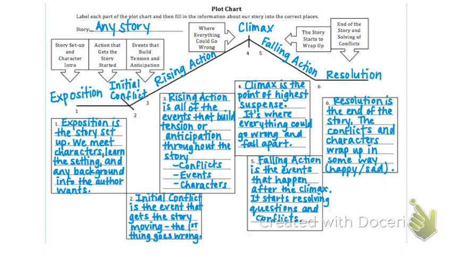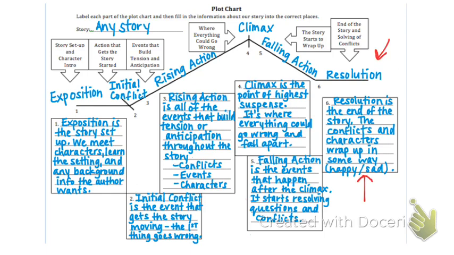And when he doesn't die, then we have what's called our falling action. Our falling action are the events that happen after the climax. They start resolving some of our questions, they start ending some of the conflicts, and we start finding solutions to all the problems and understanding why the villain acted the way they did, or different things like that. Then the last part is what's called the resolution.